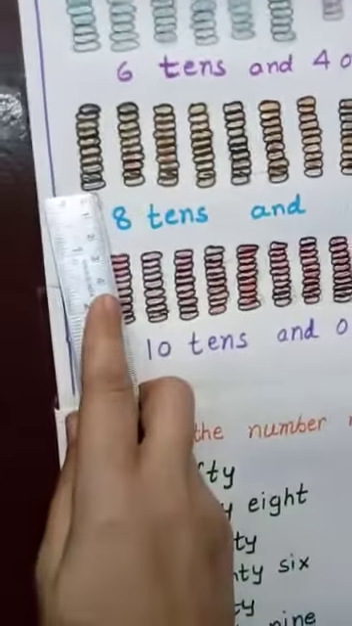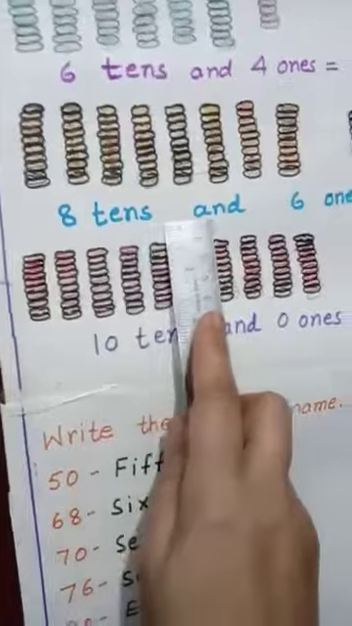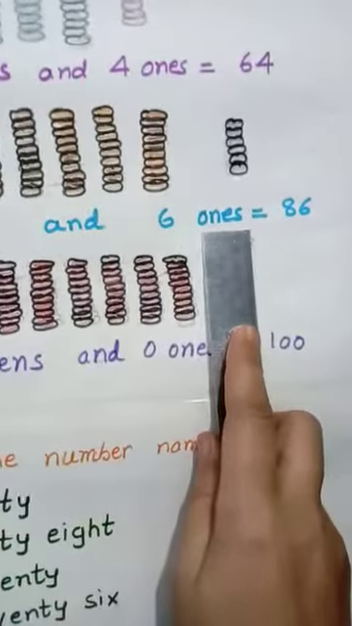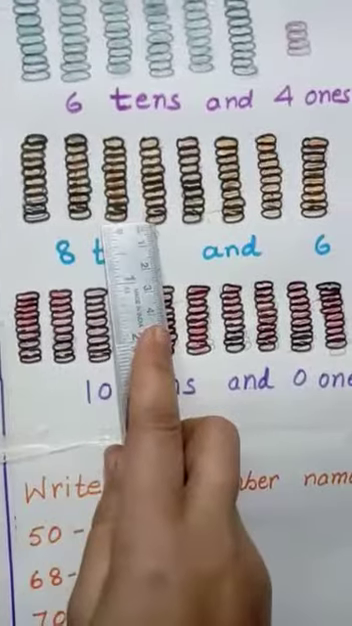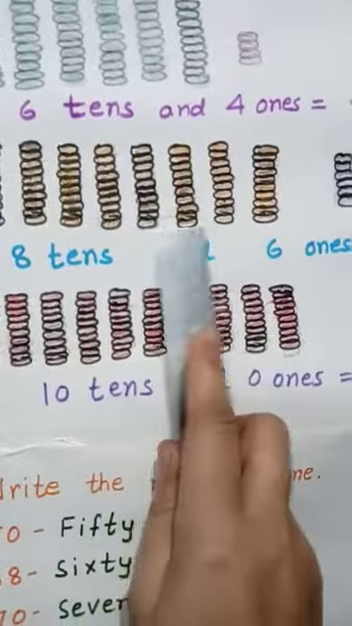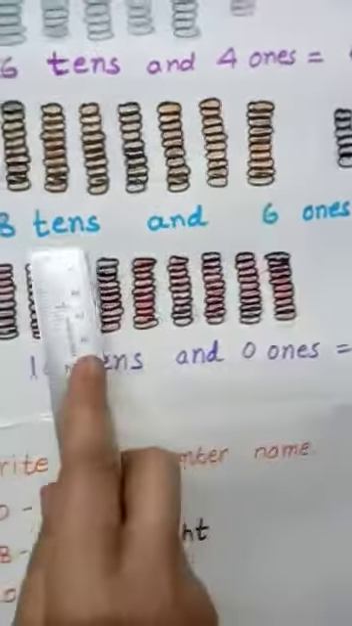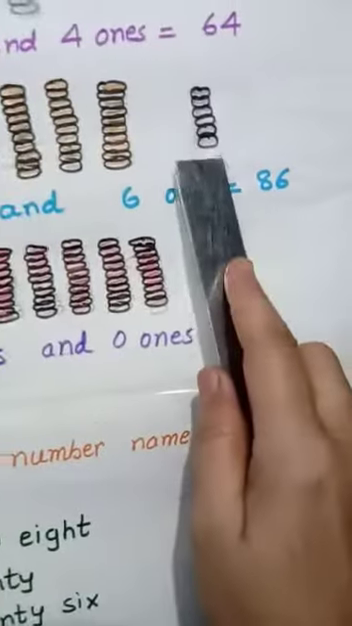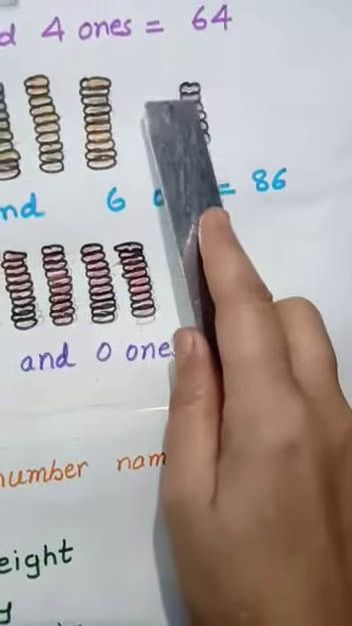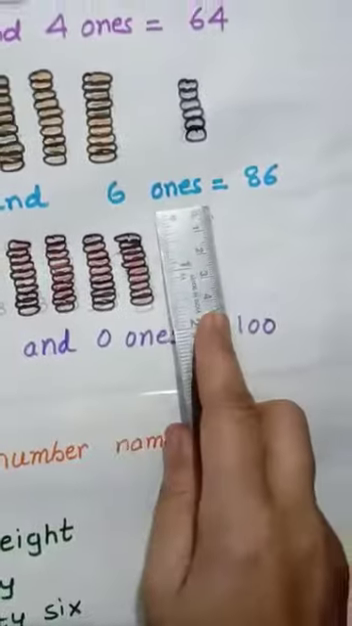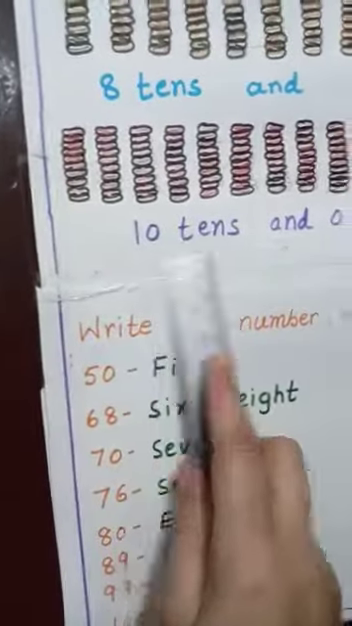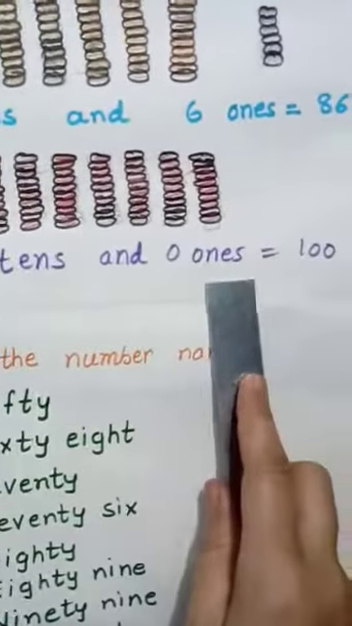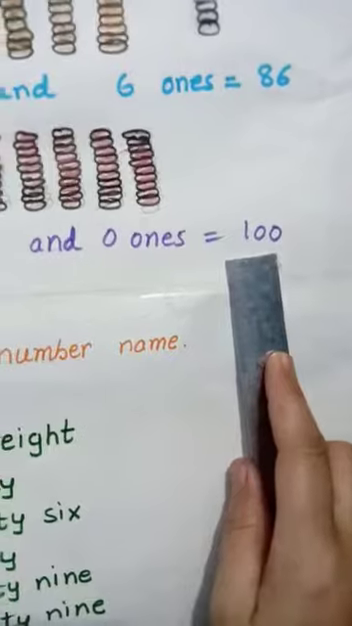Here 8 tens and 6 ones. It means 10, 20, 30, 40, 50, 60, 70, 80. 8 tens, and here 1, 2, 3, 4, 5, 6. 6 ones equals 86. Here 10 tens and 0 ones equals 100.